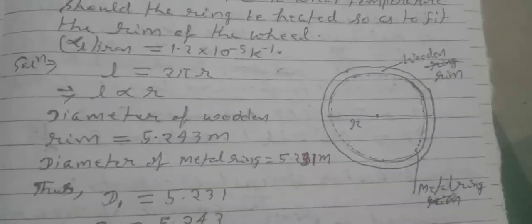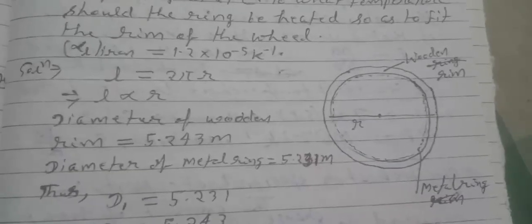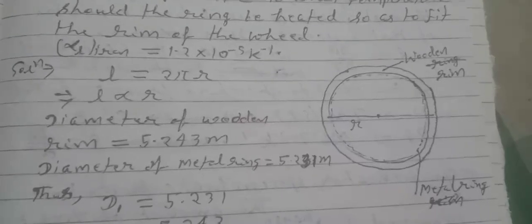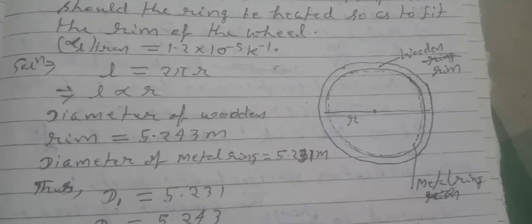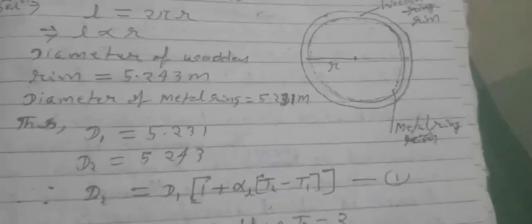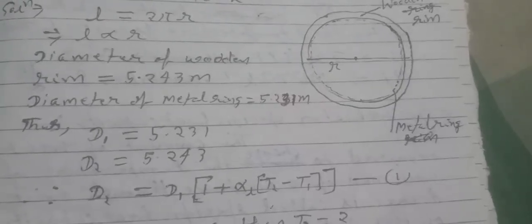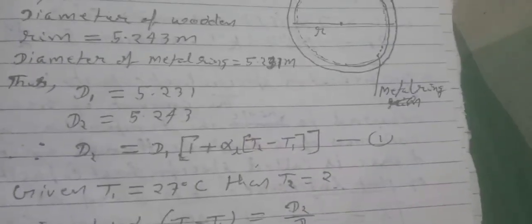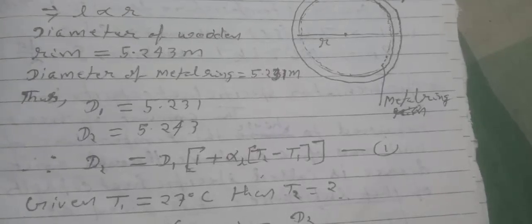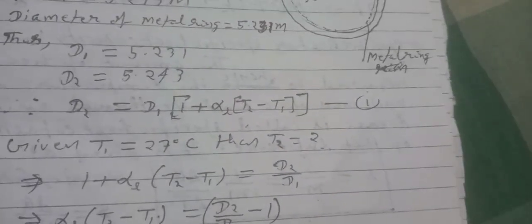Solution: we have L, the length of the ring, equals 2 pi r. This implies L is proportional to r. The diameter of the wooden rim is 5.243 meter and the diameter of the metal ring is 5.231 meter. Thus d1 equals 5.231 and d2 equals 5.243. Now from the formula of linear expansion, d2 equals d1 into bracket 1 plus alpha L into t2 minus t1. Given t1 equals 27 degrees Celsius, then t2 equals what?